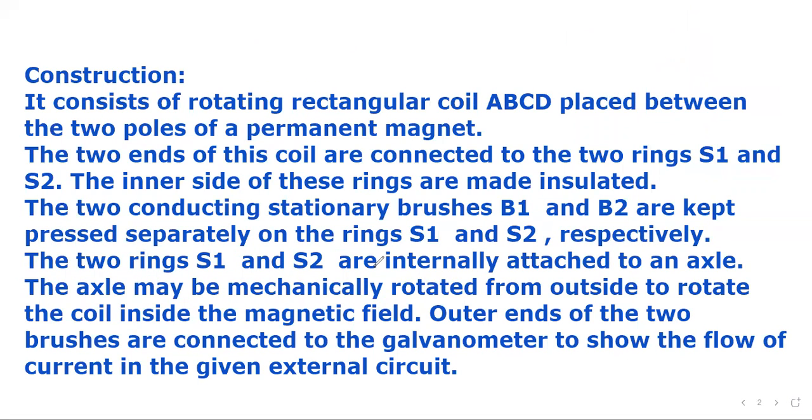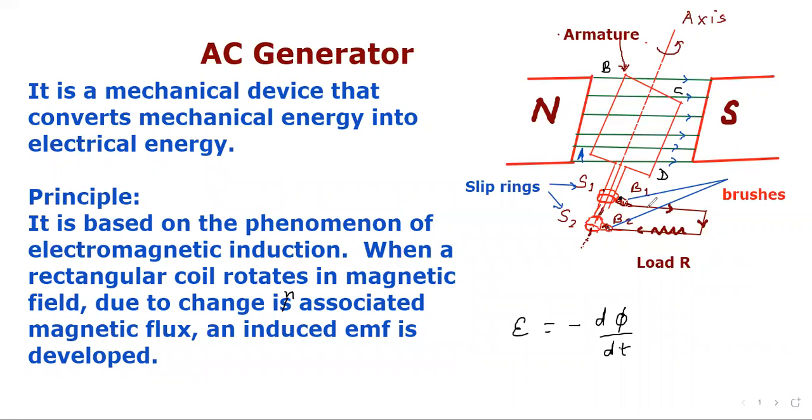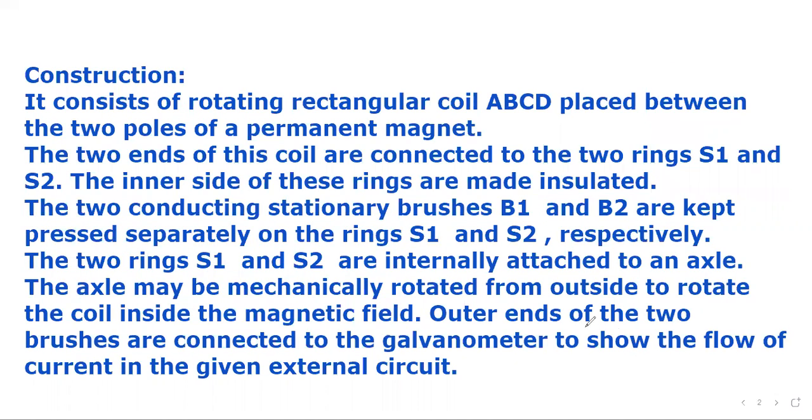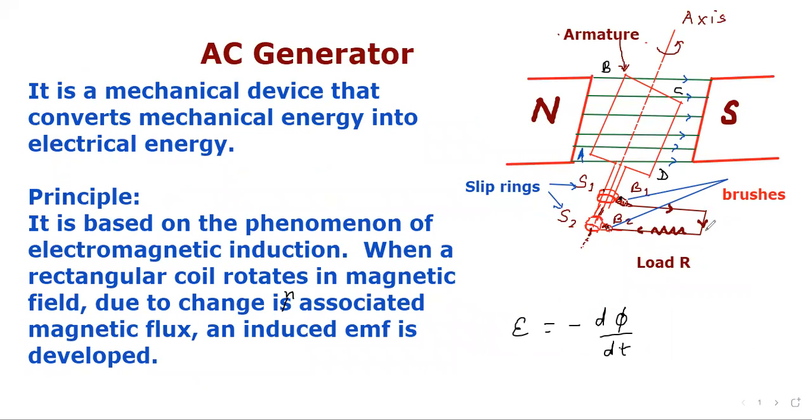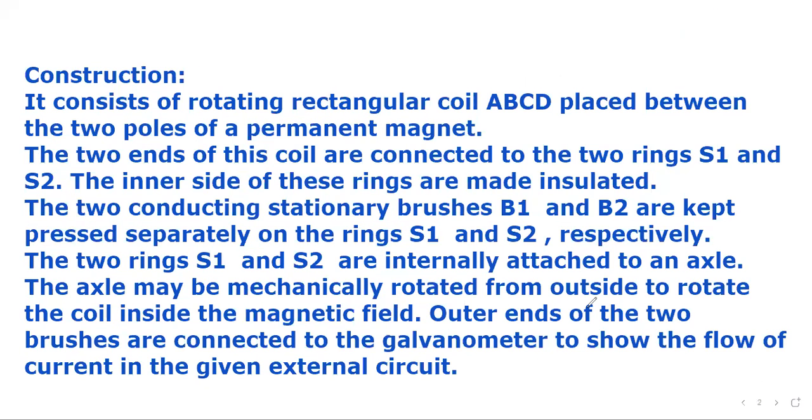Now, the two rings S1 and S2 are internally attached to an axle. The axle may be mechanically rotated from outside to rotate the coil inside the magnetic field. So our purpose is to rotate the coil inside the magnetic field, and some mechanical device is used for this purpose. Outer ends of the two brushes are connected to the galvanometer to show the flow of current in the external circuit. So here I have not shown the galvanometer, but one can show here the galvanometer, which will tell the direction of flow of the current.